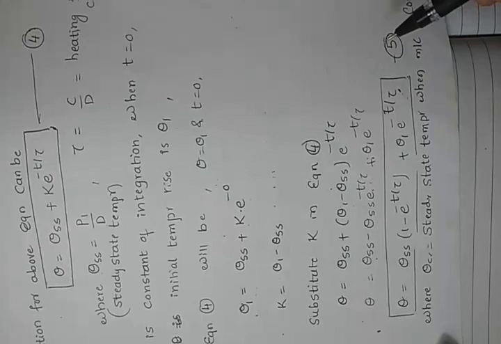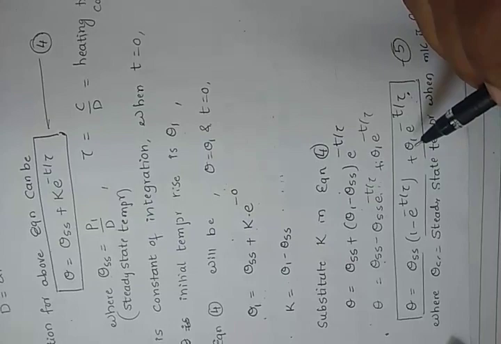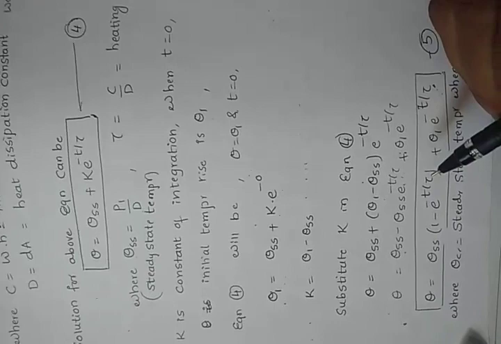This is equation number 5, where theta SS is the steady state temperature rise, theta 1 is the initial temperature rise, tau is the heating time constant, and t is the time for temperature rise.